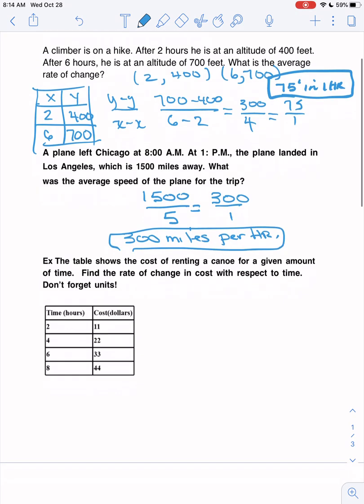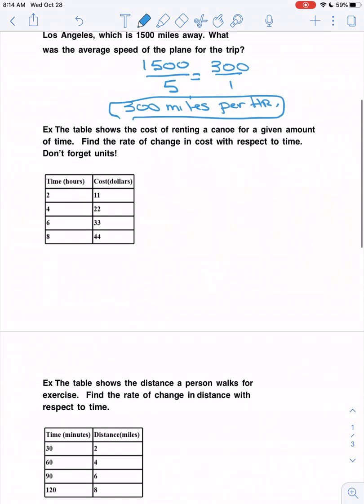All right. This time they just went ahead and put it in a table for us, which is nice. The cost of renting a canoe is given the amount of time. Find the rate of change in cost with respect to time, and don't forget our units. Okay, so your choice, it looks like it's a constant rate, so you can choose any 2 points you want and find again the slope of the line, which is our rate of change.